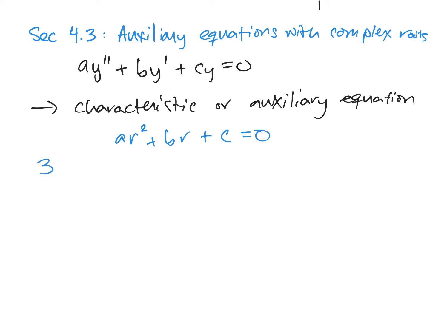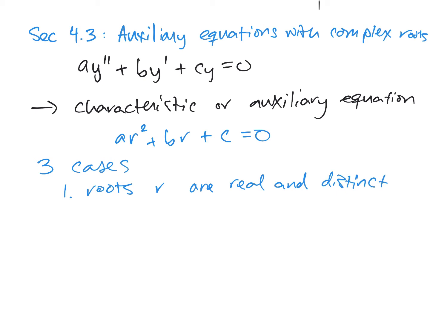And so there's three cases. One is that the roots are real and distinct. So there are two distinct roots that are real. Two is that there is a repeated real root. And both of those cases we covered in the last video. And in this video, we're going to cover the case where there are two complex roots.